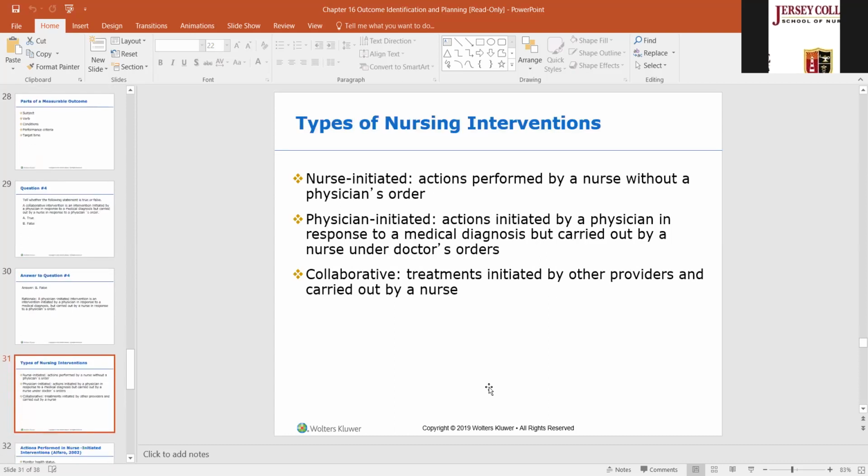All right, nurse-initiated actions are performed by a nurse without an order. Physician-initiated actions are initiated by the physician in response to the diagnosis, but carried out by the nurse. And then collaborative treatments are initiated by other providers and carried out by the nurse.